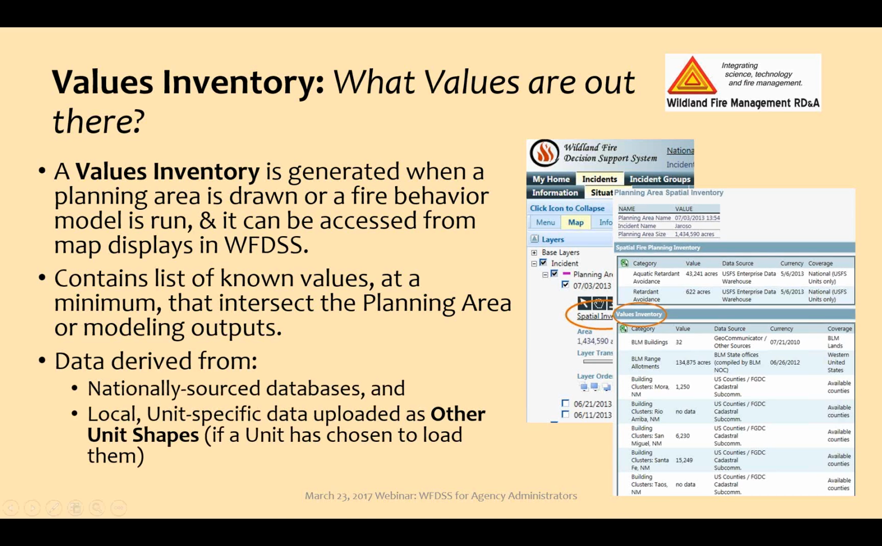Values in the values inventory are derived from nationally sourced databases such as INFRA or FNIS. Some folks dismiss the values inventory and don't think it contains enough data pertinent to their unit or their decisions, so they don't spend much time looking at it. So the use of other unit shapes is a good way to remedy this, to ensure that local unit-specific values data are spatially represented and available for inclusion in values inventories. This information can be loaded by a unit's data manager at any time and will ensure that applicable unit-specific values information will be included in the values inventory for your next decision and your next incident.